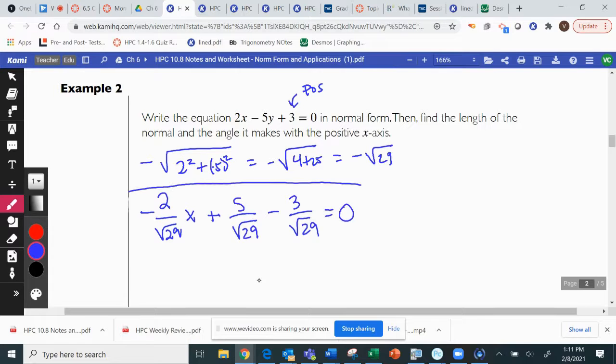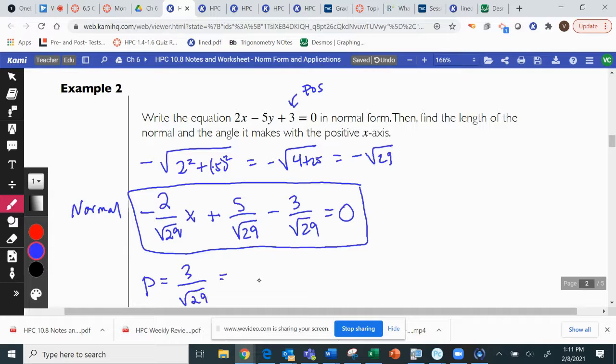Okay, once I divide those terms by negative square root 29, that is the normal form of the equation. That's it. So our p-value comes from the last number. I'm going to ignore the negative because p is always positive. And it would be 3 over square root 29. If we rationalize that, 3 square root 29 over 29, or equivalent.